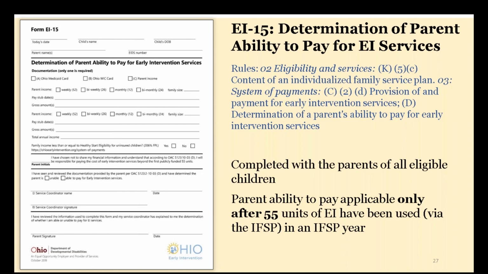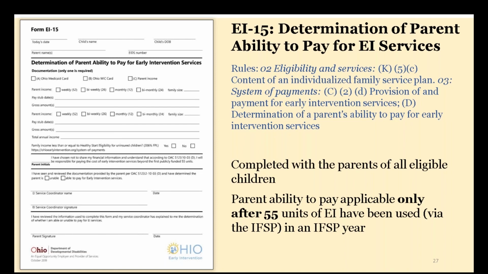So for this one, EI 15, determination of parent ability to pay for EI services. We split out one of the current forms we use. Determination of a parent ability to pay had the consent to access insurance on it, so we just have two new forms, but the form should be largely familiar. This form is completed with the parents of all eligible children. It's used to determine whether the parent has the ability to pay for EI services.